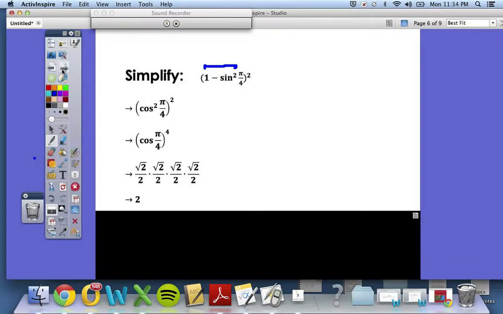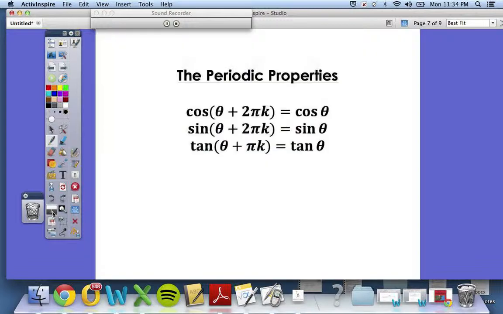One more example. In this last example, we are going to use the periodic properties for sine and cosine. You'll recall that cosine of theta plus 2 pi k is equal to cosine of theta. Same thing for sine. Tangent, tan of theta plus pi k is equal to tan of theta. Look at our last example.